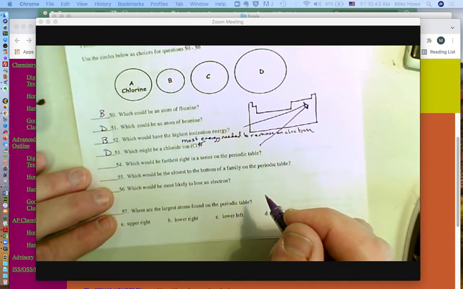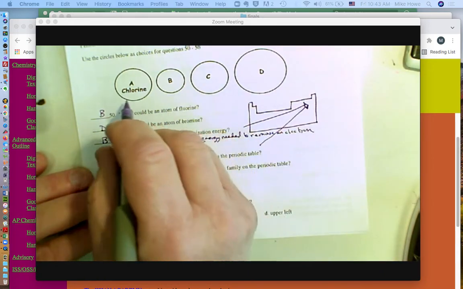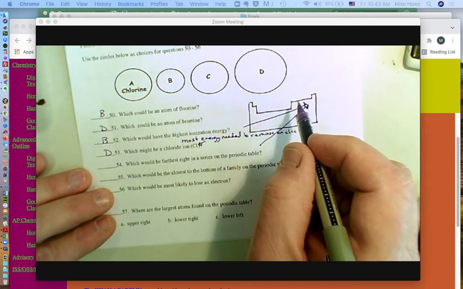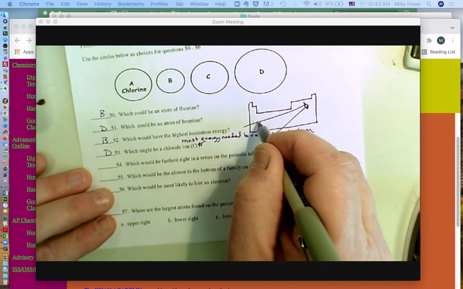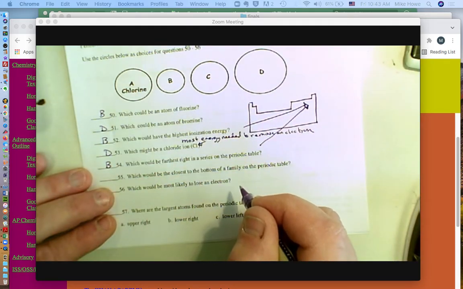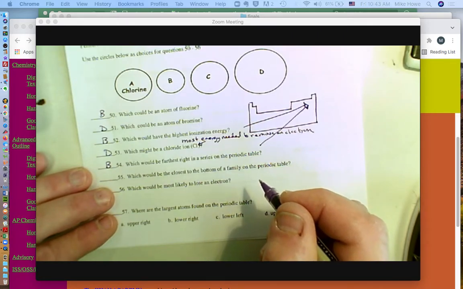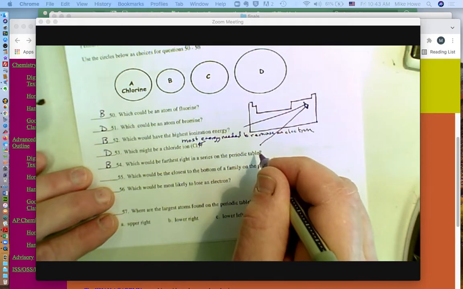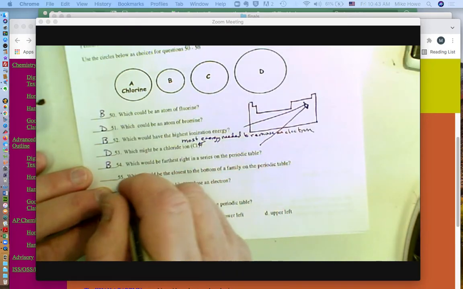The furthest right in the series on the periodic table. If these were all in the same series, which one's furthest to the right? It would be the smallest one, because the atoms get smaller as you go to the right. Which would be closest to the bottom of a family on the periodic table? As you go down and to the left, things get bigger. So the one closest to the bottom would be the biggest one.